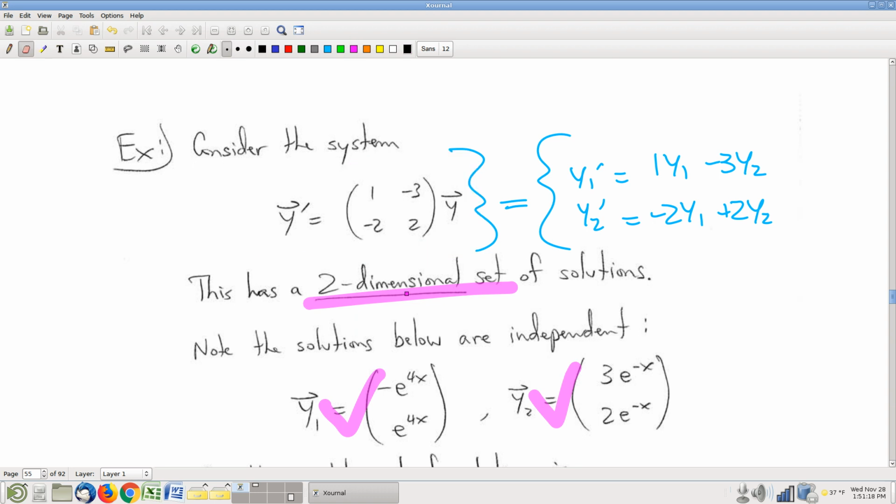Not only are these vectors in this two-dimensional vector space, I claim it's pretty clear that these are not multiples of each other. Neither one of these is a multiple of the other. This one here is a scalar e to the 4x times negative 1, 1. So this is pointing in the direction of negative 1, 1. This is pointing in the direction of 3, 2. They're pointing in totally different directions.